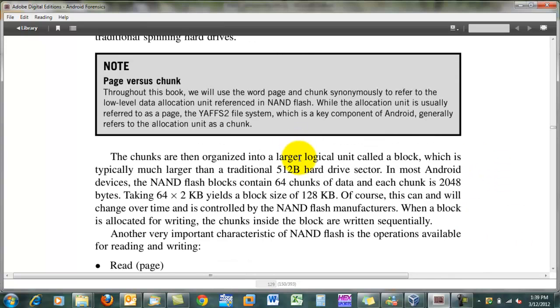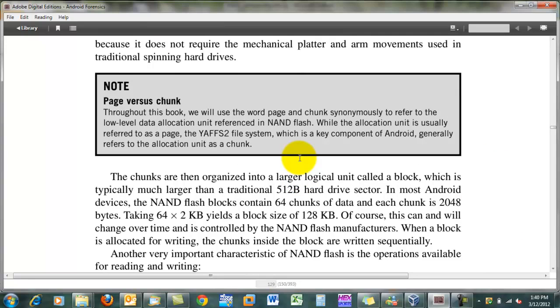We'll look at some definitions for NAND drive, NAND flash. If you still remember, the lowest readable or writable chunk in a normal or traditional hard drive would be sectors. But in NAND flash, the lowest unit that you can read or write is referred to as a chunk, or sometimes they use the word page. So page or chunk refers to the lowest unit that you can access, read or write.